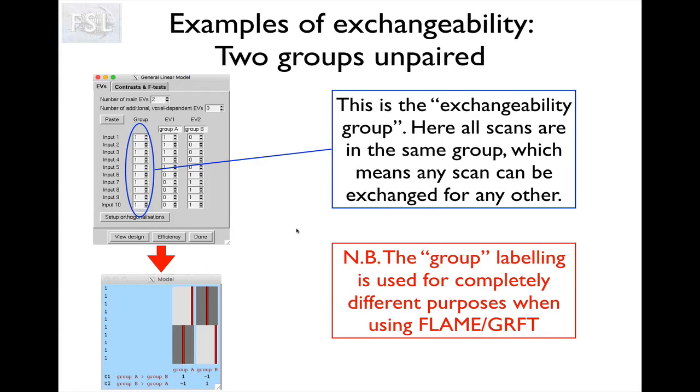Right. Now, one thing you need to be aware of is that this group labeling, unfortunately, is used for completely different purposes in FLAME and Gaussian random field theory. So it might be a little bit confusing, but just remember, in randomization testing, or when using randomise, it means that we can exchange within this group.